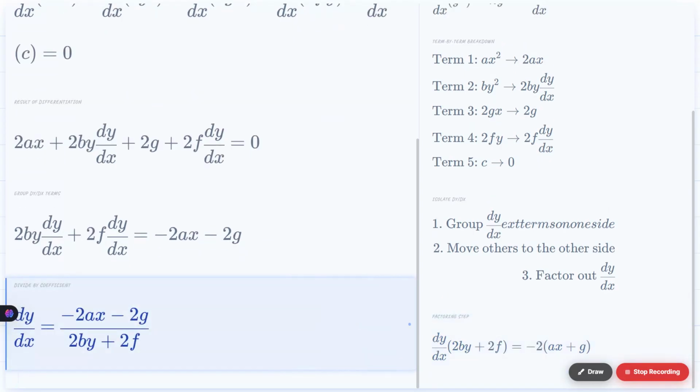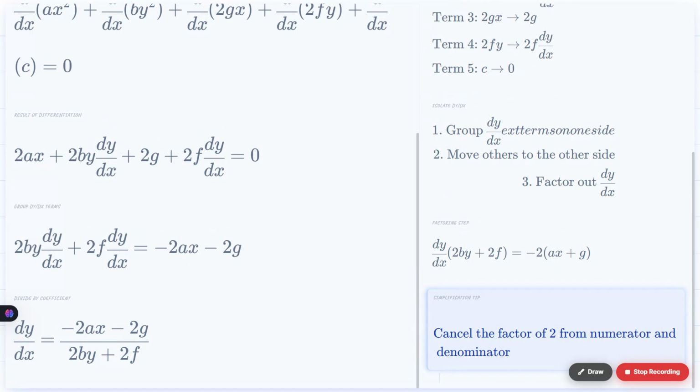We divide both sides by the quantity 2y plus 2 to get dy/dx equals negative 2x minus 2 divided by 2y plus 2. We do this to get dy/dx all alone. Dividing both sides by the same thing keeps the equation true.